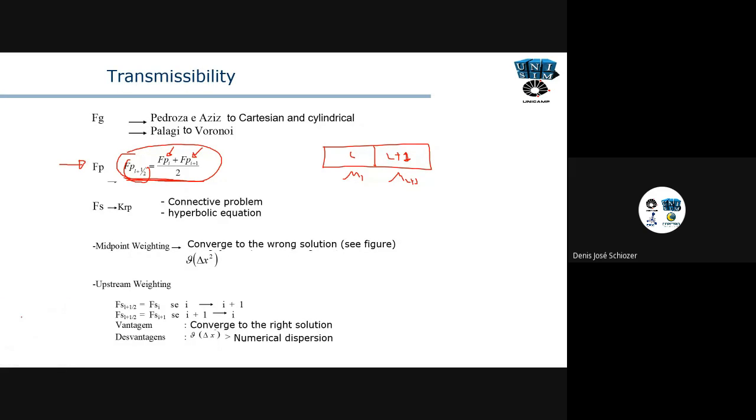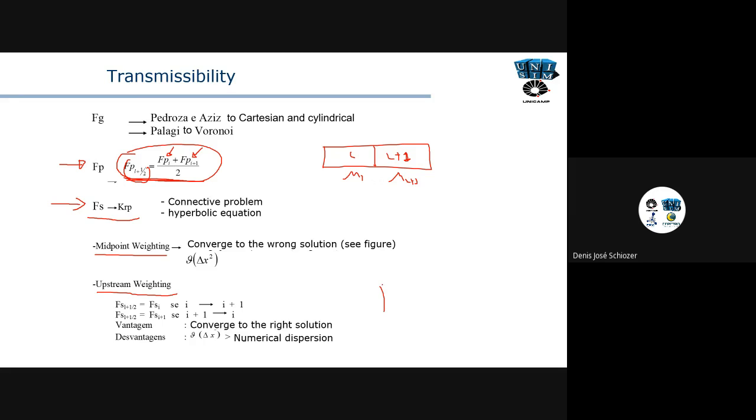The same thing could be done for saturation, but for saturation we do something a little bit different, as some people have shown. There are a lot of papers and books showing this. Instead of taking the average for the saturation variables, we normally use upstream conditions. Instead of using a midpoint weighting, we use an upstream weighting. I'm going to give you just a physical explanation why we do this in simulations.